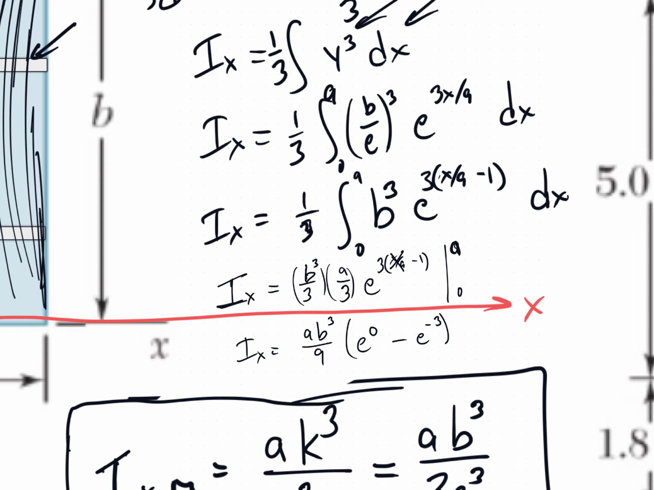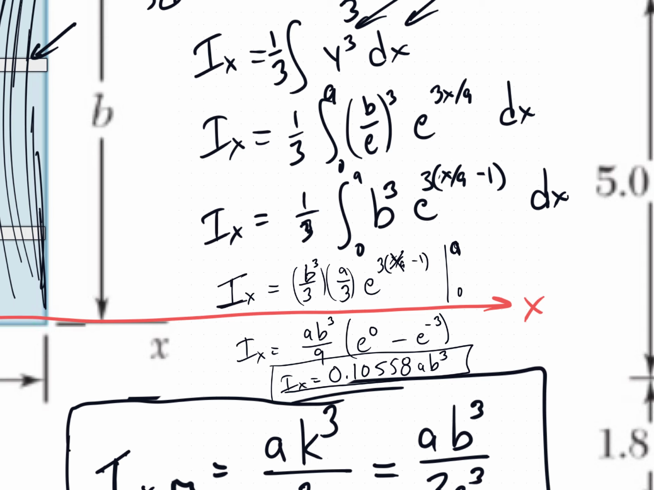All right. Okay, so at this point, I think we'll go into our calculator, and we'll punch it out, and we'll get Ix equals, to 5 sig figs, it looks like we get 0.10558 ab cubed.